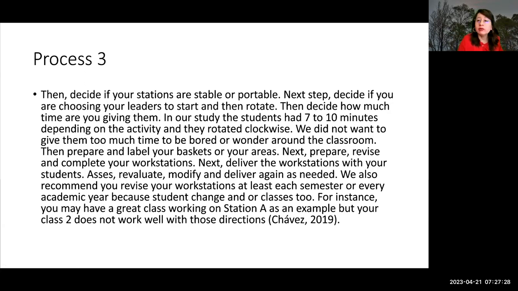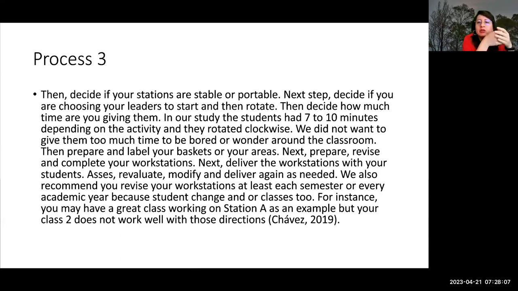So once you have a goal for your workstation, a topic, and a little worksheet with directions, you need to decide, are your stations going to be portable or stable? For portable, you take a little basket and move it every 5 to 10 minutes, depending on the age of the students and the level of the activity you are doing, okay? Next step, decide if you're choosing your leaders to start and then rotate. Then decide how much time you are giving them. In our study, the students had 7 to 10 minutes depending on the activity, and they rotated clockwise. We did not want to give them too much time to be bored or wander around the classroom.